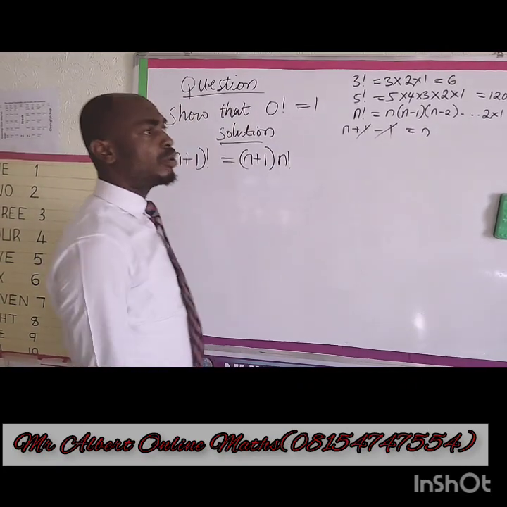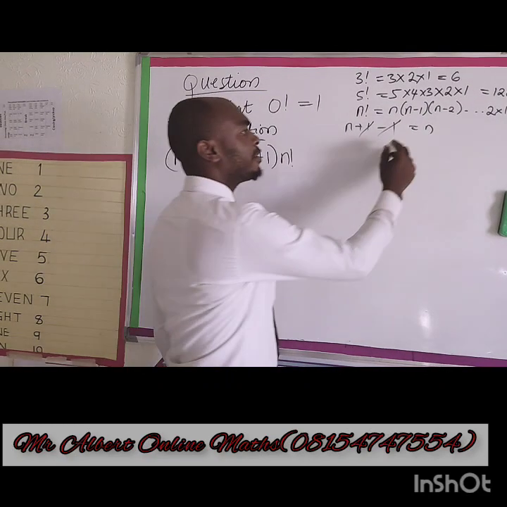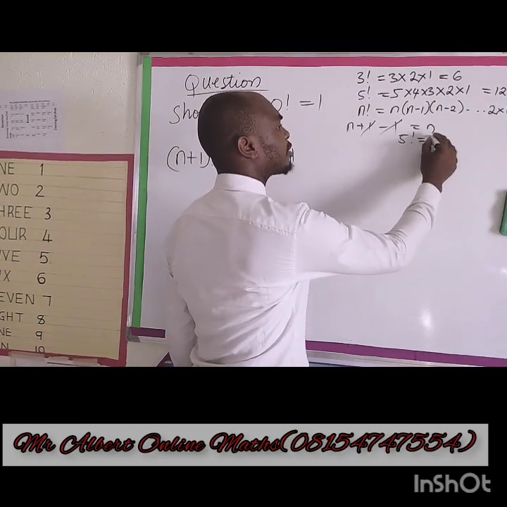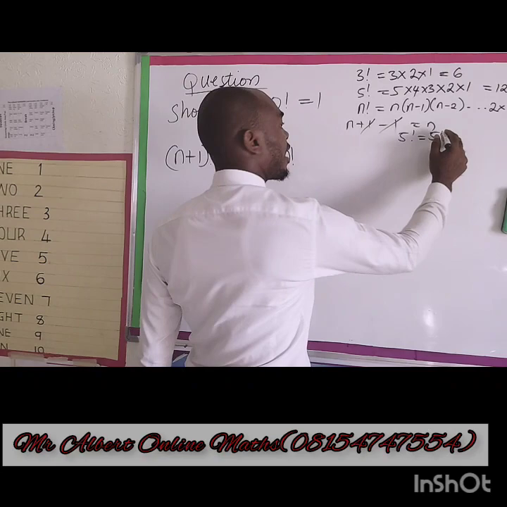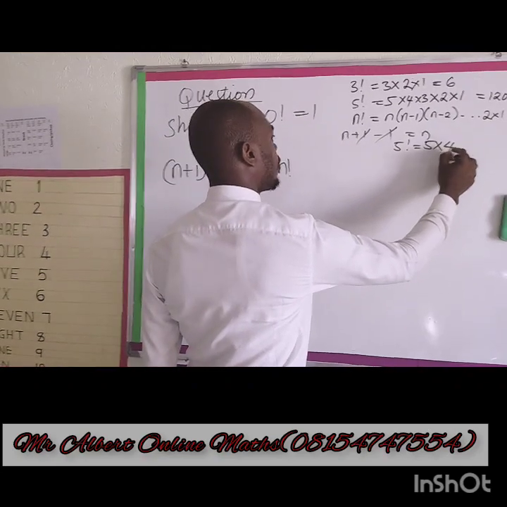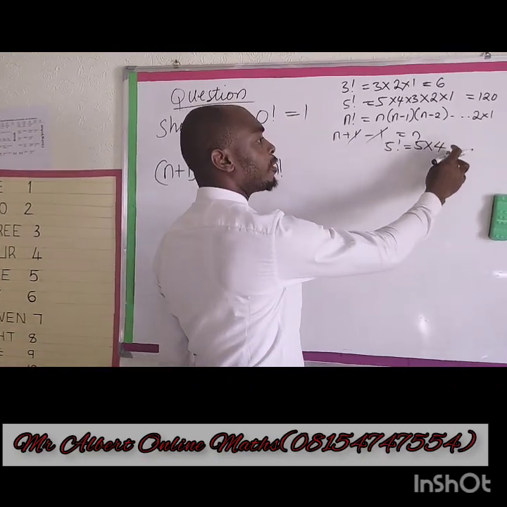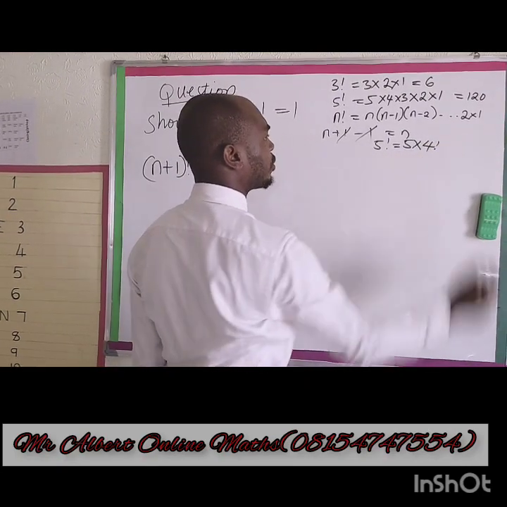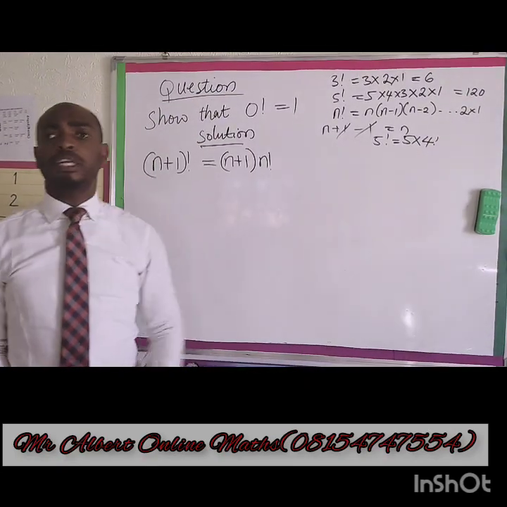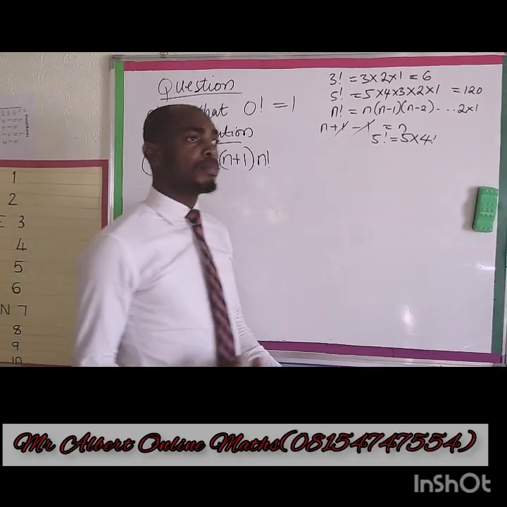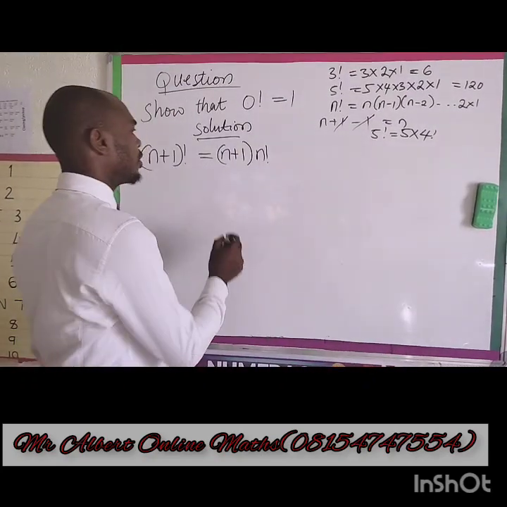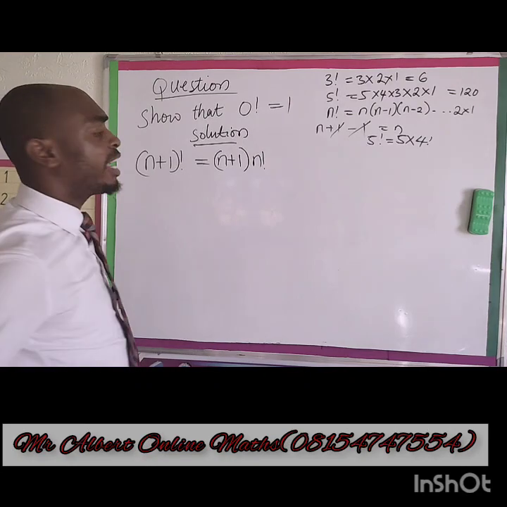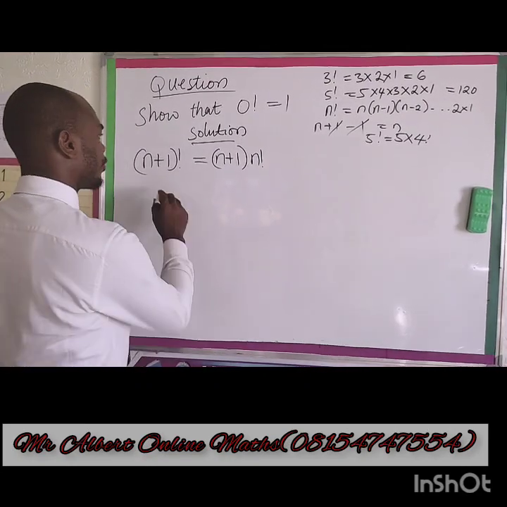This means that we are going to continue. It's just like having 5 factorial. I can decide to say 5, reduce 5 by 1, and it gives us 4. Instead of saying 4 times 3 times 2 times 1, I can say 4 factorial. That means that the multiplication continues. So at this point, I will make n factorial the subject of the formula.